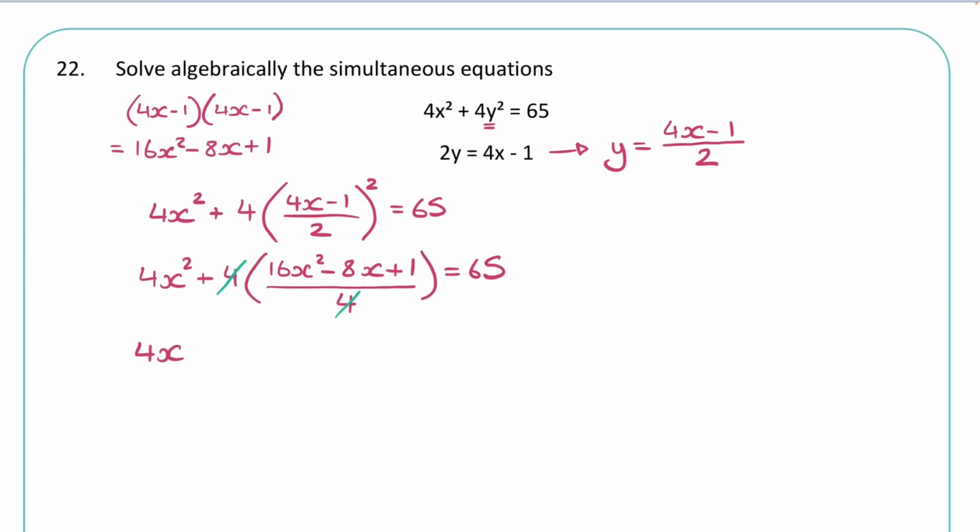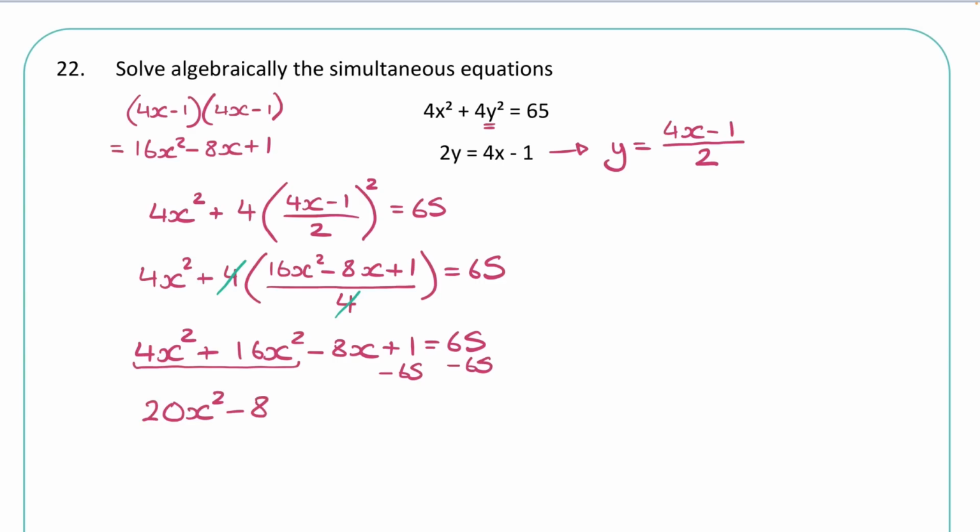So we have 4x squared plus, and because they just cancel each other out, we have 16x squared minus 8x plus 1 is equal to 65. We can now join together these two like terms here. That's dead easy to do in one step, so I'm also going to minus 65 because we need this equal to 0. So we'll do both of those in one step just to avoid writing out this line over and over again. So we get 20x squared minus 8x minus 64 equals 0.